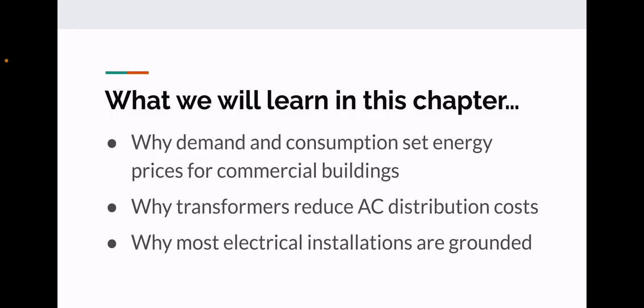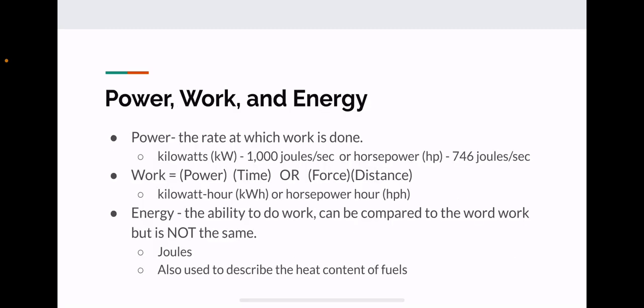Generation and distribution. So, what we're going to be learning in this presentation is why demand and consumption set energy prices for commercial buildings, why transformers reduce AC distribution costs, and why most electrical installations are grounded. Now, if you don't understand some of this stuff, that's no problem. Hopefully, by the end of this presentation, you'll be able to get a good idea of what all this means.